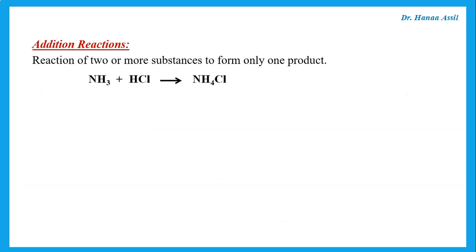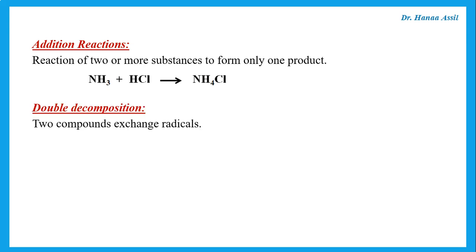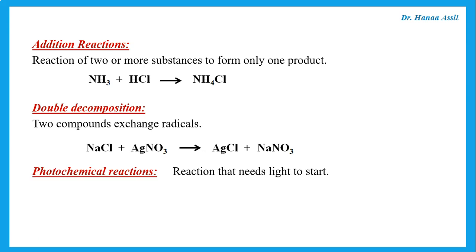What is an addition reaction? If two or more substances react to form only one product, that is called an addition reaction, when only one product is formed. What do we mean by double decomposition? When two compounds exchange radicals. So I'm starting with sodium chloride plus silver nitrate. This gives silver chloride and sodium nitrate. That is called double decomposition.